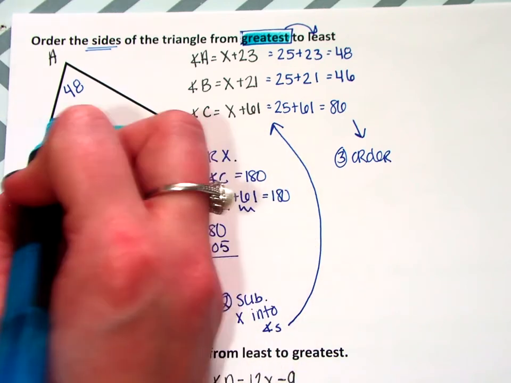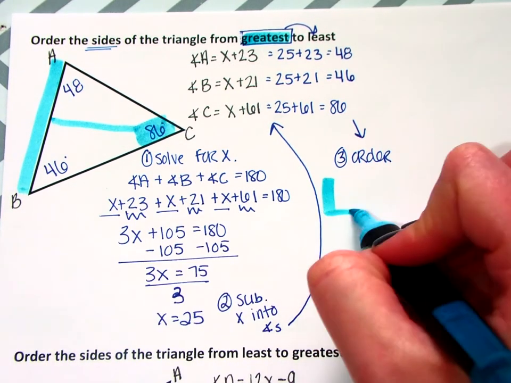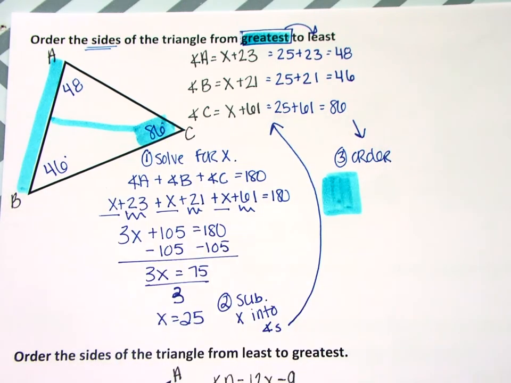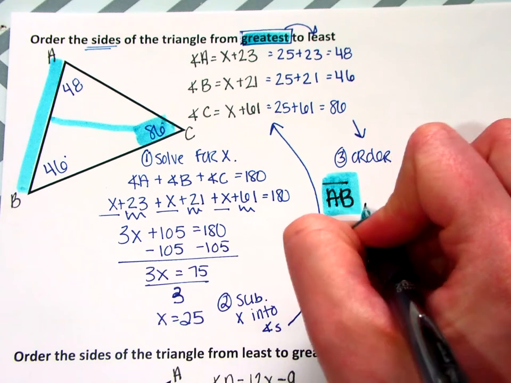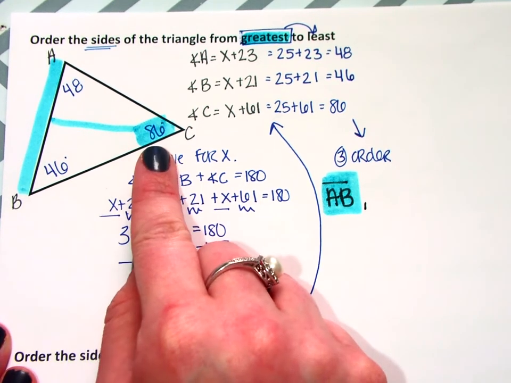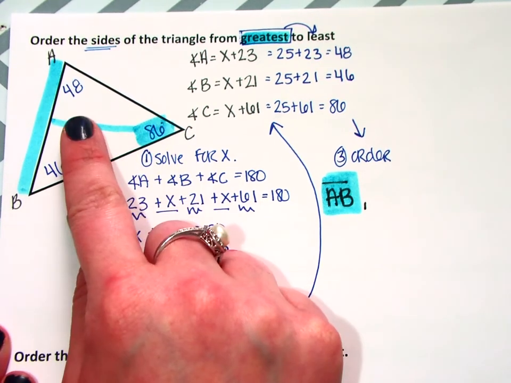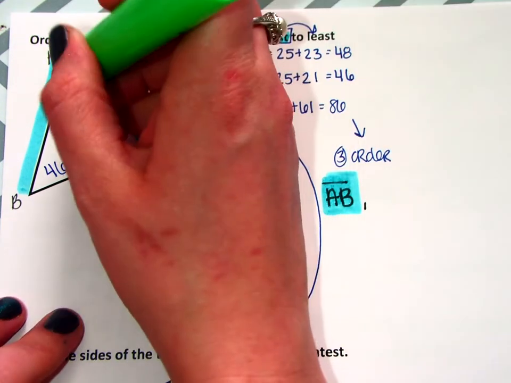Across the biggest angle is side AB. So AB must be my longest side. Even though I have no idea what AB is, I should know that AB is the longest. Then I'm just going to go down from there. So I'm left with 48 and 46. So one down from 86 would be 48. So that means the one in the middle is 48.